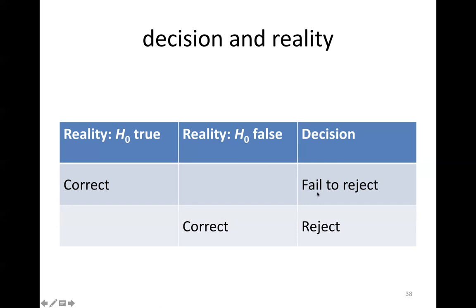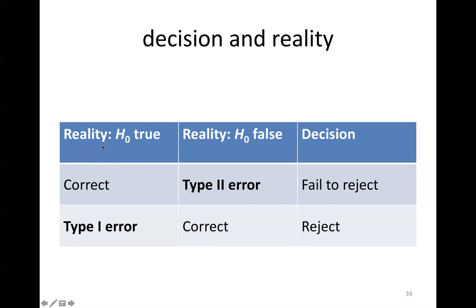We could also have failed to reject the null hypothesis, and the null hypothesis might in reality also have been true. So perhaps there is really no effect of the vaccine and we fail to reject, so we're still okay. But it's also possible that, for instance, the null hypothesis is false, there is an effect of the vaccine, but we fail to reject. And that's called a type 2 error.